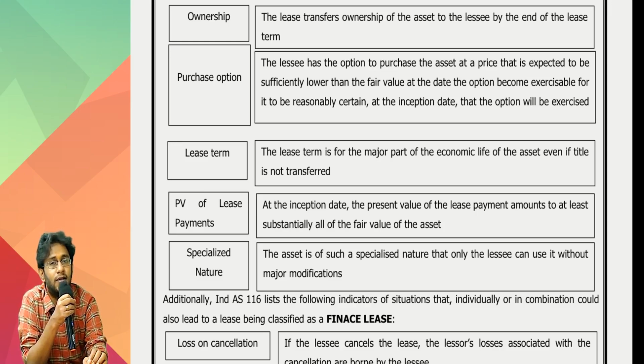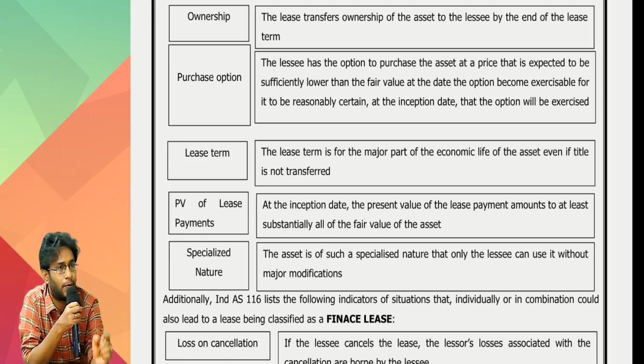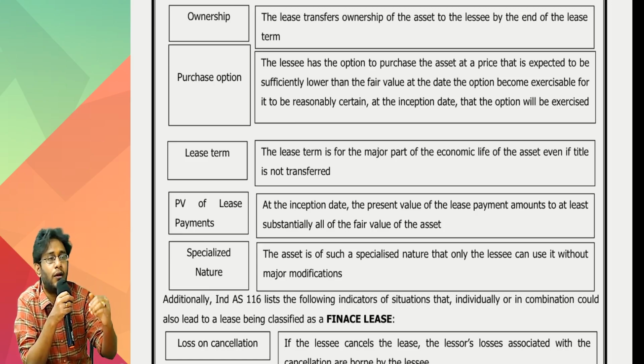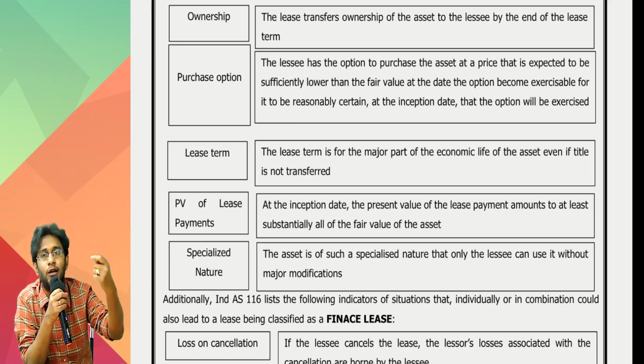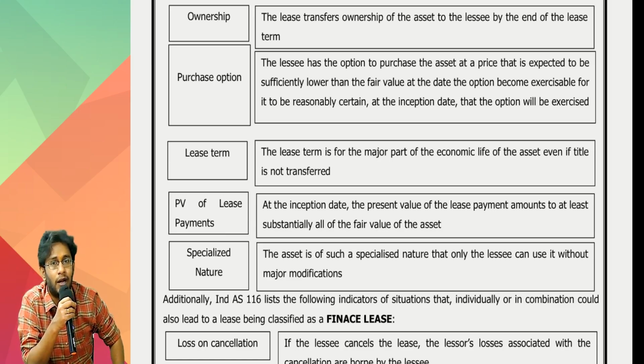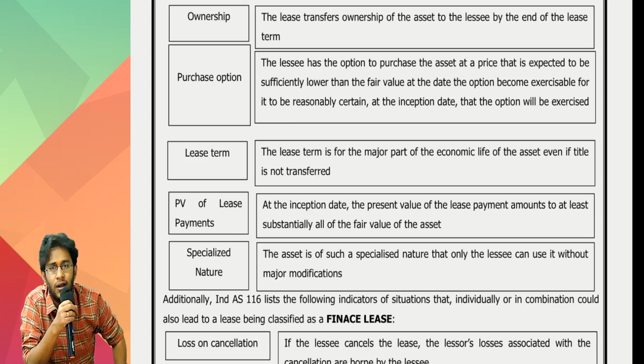The lease contains a bargain purchase option. Bargain purchase option means the lease transaction gives the lessee an option to buy the asset at a particular price which is expected to be lower than the fair value of the asset on the date when he is likely to exercise the option. Suppose after 5 years, the asset's market value is estimated to be 10 lakhs. But the lessor gave an option to the lessee to buy the asset for only 3 lakhs. Tell me, is the lessee likely to exercise or not? Whether he needs the asset or not, definitely he will exercise it.